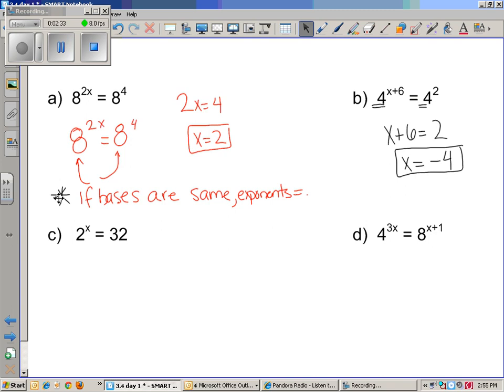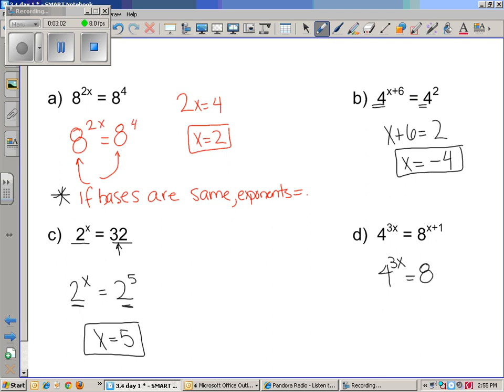Okay, the next 2 examples, the bases are not the same. And so what we need to do is we need to make the bases be the same. And so I'm looking to make 2 out of 32. So that's 2 to the 5th. So once I have my bases the same, I can now solve for x. Same here.